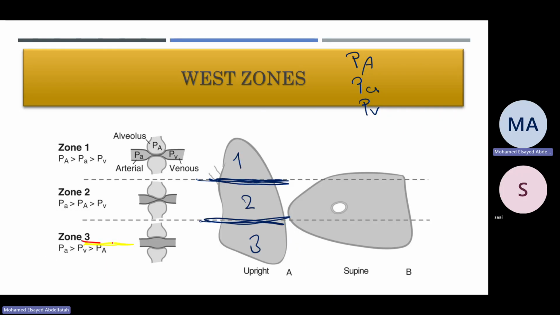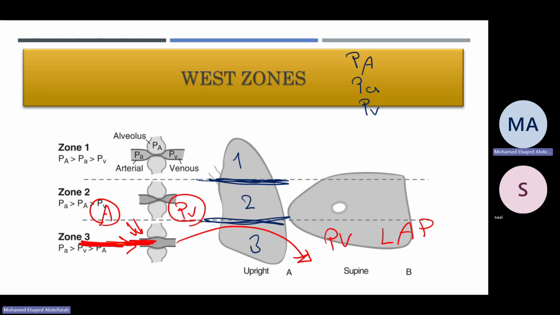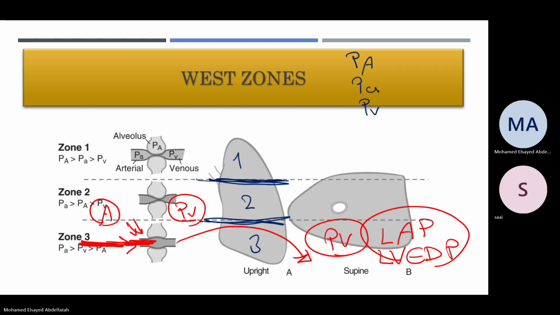Why? Because this is the only zone where there is direct communication between the pulmonary artery and the pulmonary vein. So when I wedge the pulmonary artery catheter, I can measure the pressure in the pulmonary veins, which reflects the left atrial pressure and the left ventricular end diastolic pressure. Did you get the point?